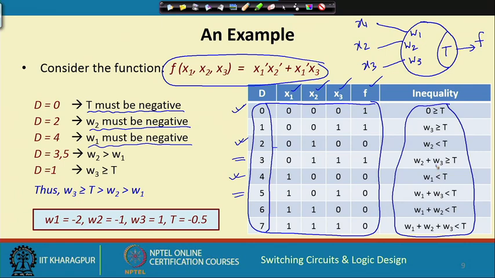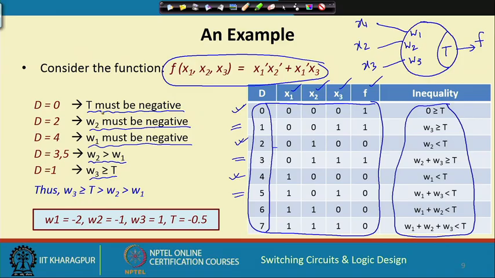So, W3 cancels out, less than T. It says W3 is greater than or equal to T and W1 is less than T. So, from there you can deduce W2 is greater than W1, understanding that W1, W2 and T are all negative. And lastly, from the D equal to 1 row, W3 is greater than or equal to T, this is another condition.